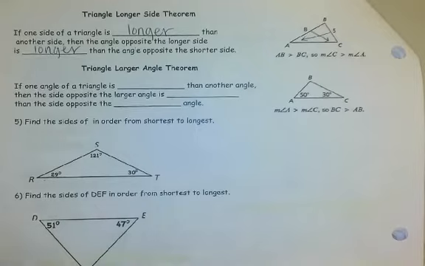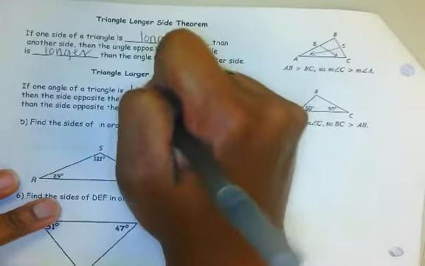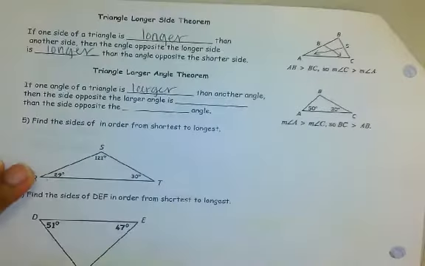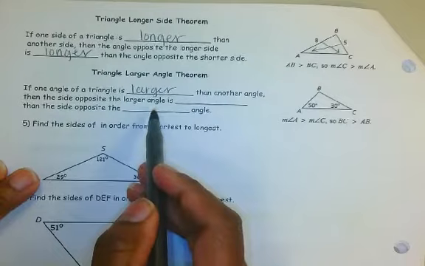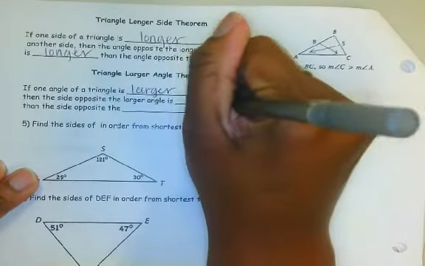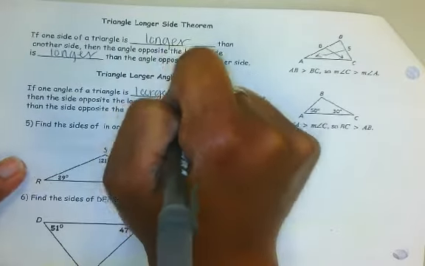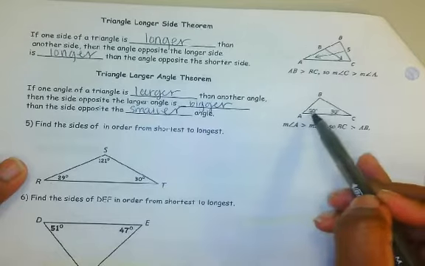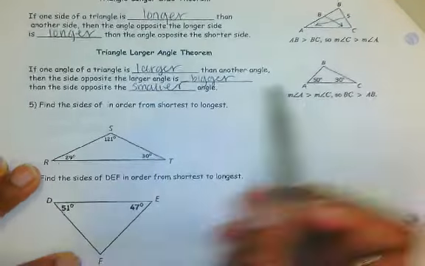Okay, so the triangle larger angle theorem just works backwards. So if one angle of the triangle is larger than another angle, then the side opposite the larger angle is bigger than the side opposite the smaller. Okay, so here angle A is bigger than angle C, so that means BC would be bigger than AB.